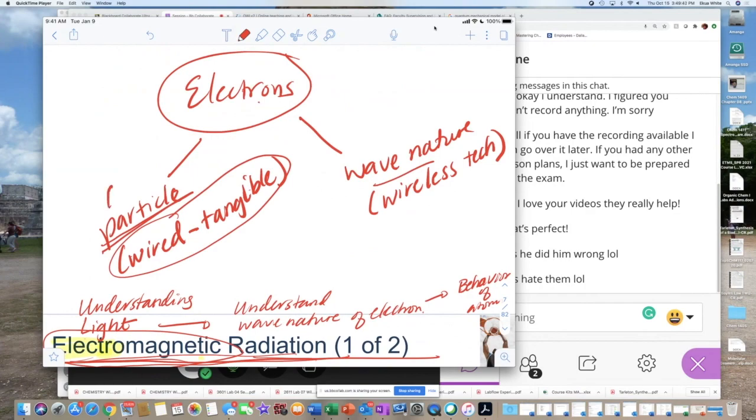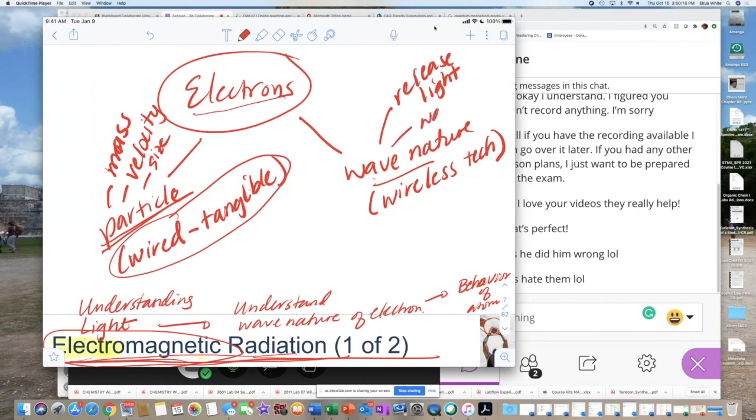Here, when the electron is behaving as a particle, it has mass, it has velocity, it has a speed, and it has dimension. So I'll say it has a size. When we're looking at electrons having a wave nature, here we're saying that it can release light. It can also respond to light. So there are so many different characteristics that the electron has, and it has a wavelength. It behaves like a wave. Okay, so the electron has two natures.